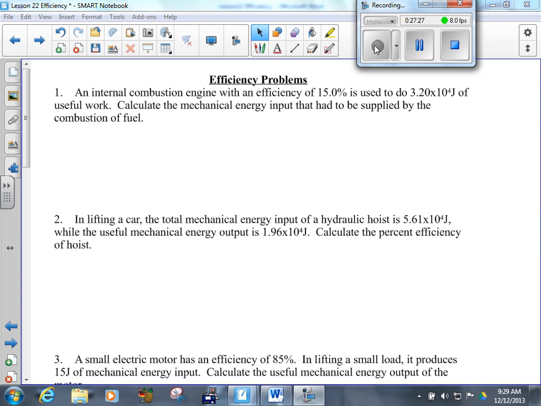All right, so for number one here, we're given the efficiency. Rather than have the times 100 part in there, can we figure out in our head what the decimal is for 15%? Yeah. So 0.15 is our efficiency. It was used to do 3.2 times 10 to the 4 joules of useful work. Top or bottom of the equation? Top. So we've got useful work being 32,000 joules.